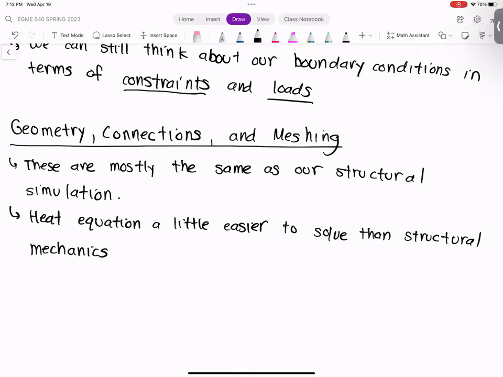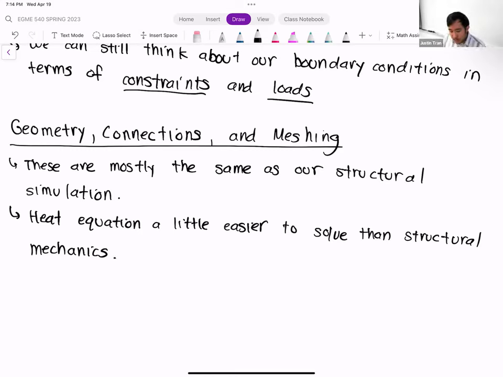Yeah, and the reason for that is because in structural simulations, what you're mainly solving for is the deformation, right? And the deformation is a vector quantity. And so you have to have deformation in the X, Y, and Z directions. For the heat equation, you're only solving for one unknown, right? Temperature is not a vector quantity. Temperature is a scalar quantity. And so you're really solving a lot fewer equations per node. And so that ends up being a much cheaper simulation. I see. Thank you, sir.